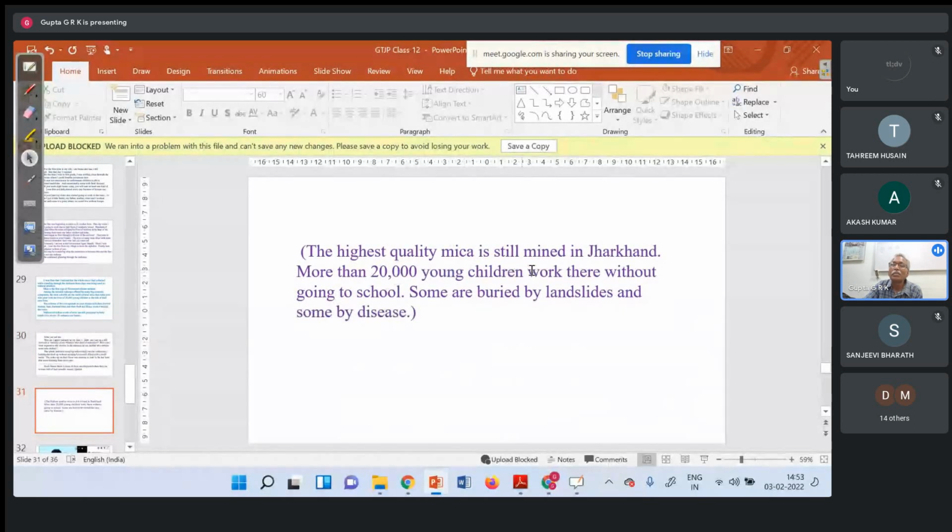The high quality mica is still mined in Jharkhand. More than 20,000 young children work there without going to school. Some are buried by landslides and some by disease.